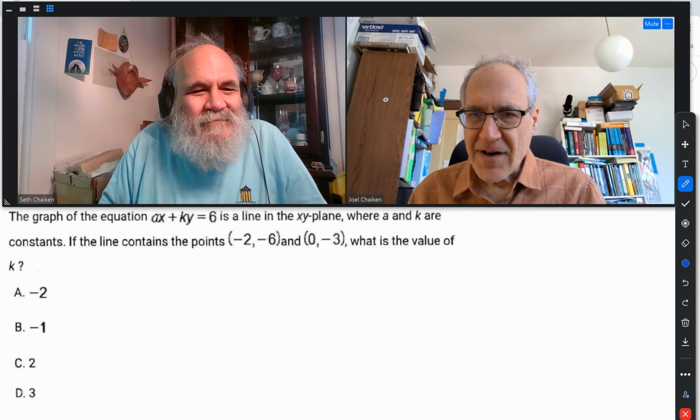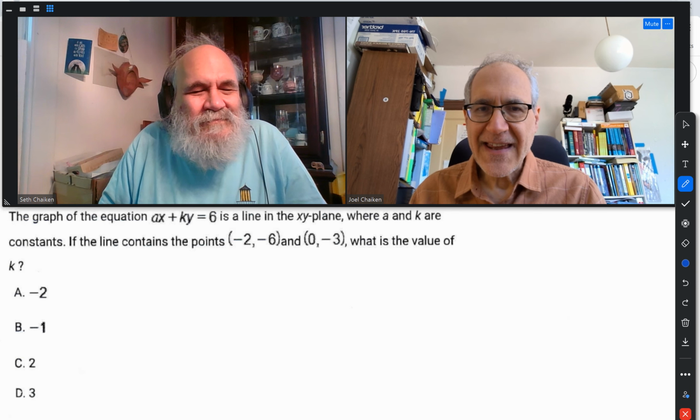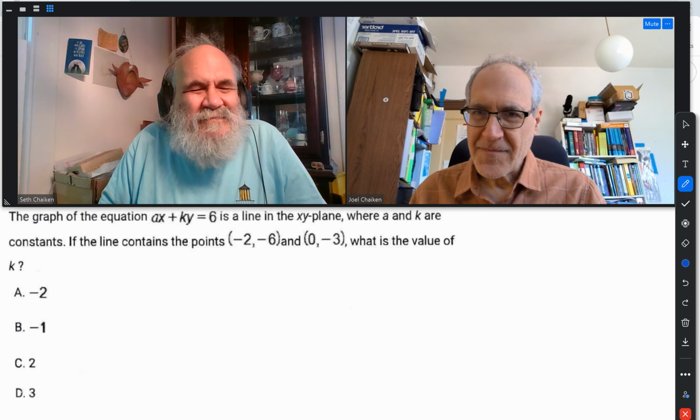Okay, the graph of ax plus ky equals 6 is a line in the xy plane where a and k are constants. If the line contains points (-2, -6) and (0, -3), what is the value of k? And it's a multiple choice question.